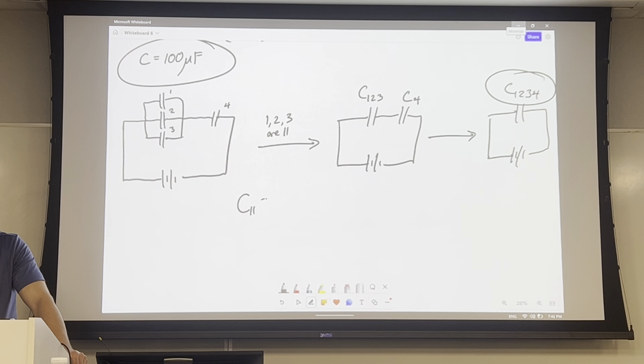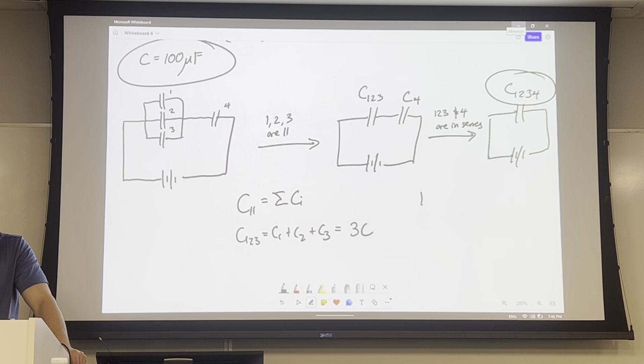Well, for parallel, we know that this is simply the sum of the capacitances, so C123 is going to be C1 plus C2 plus C3. And I told you every single capacitor has a capacitance of C, so this is equal to 3C.